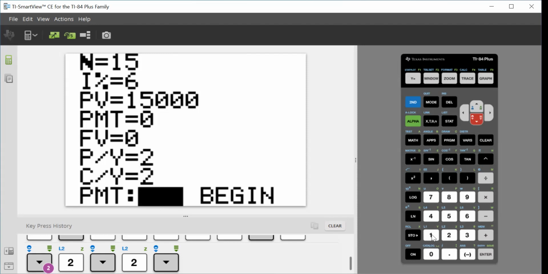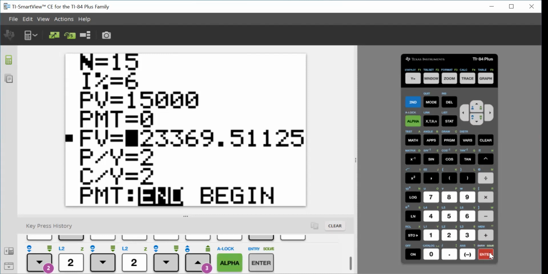So you should fill in every value but one. You go back to the one you want to solve for, which in our case is the future value. Get your cursor there and push alpha. And then notice the enter button says solve in green. And then it will solve for that amount.